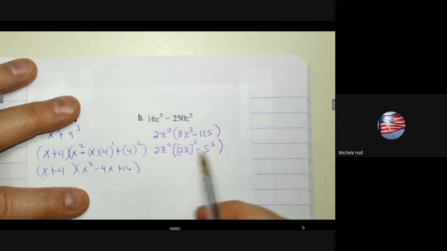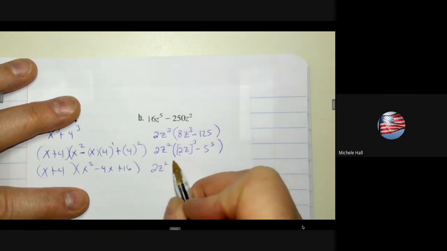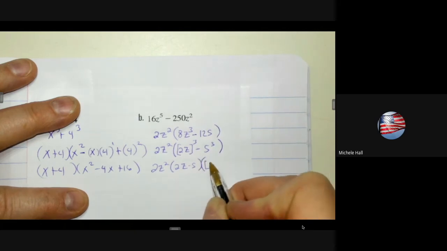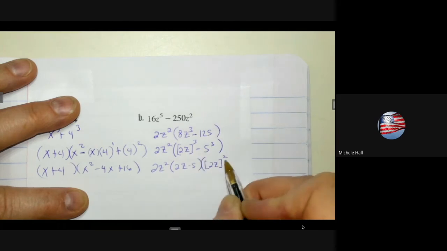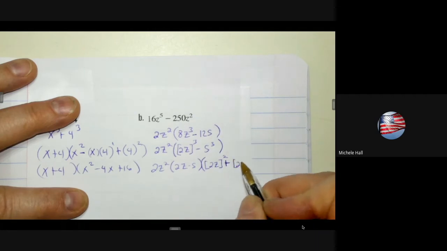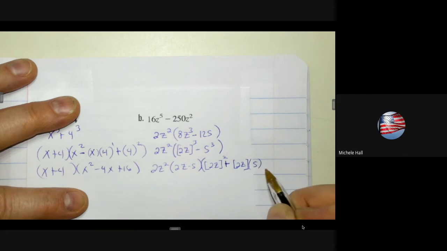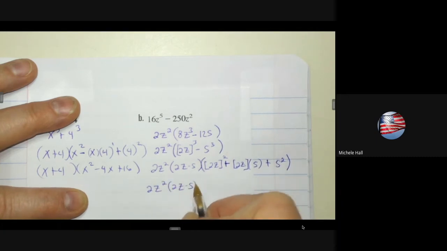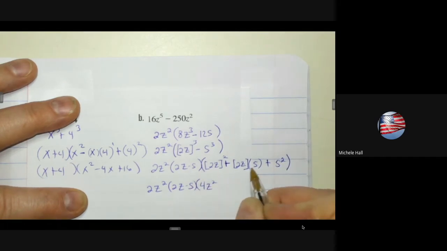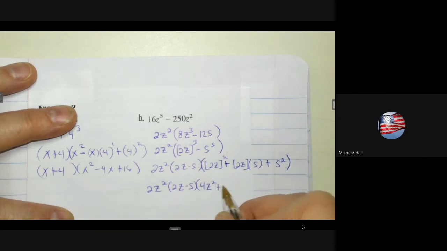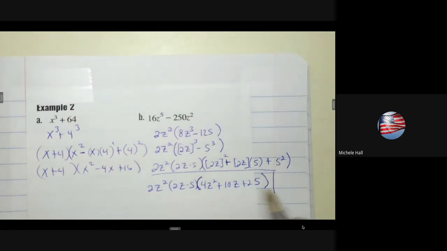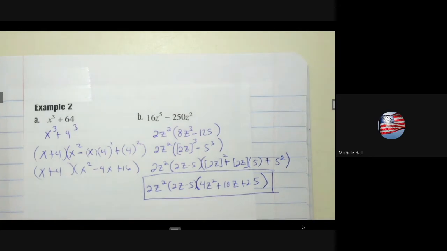All right, now I see my difference of cubes. 2z squared times, I take exactly what I see, 2z minus 5. And now I have two of the 2z's. It's a minus, so it's all plus. And we also have one more of the 2z. And we're going to multiply by the second term, 5, plus 5 squared. Simplifying where we can. 2z squared is 4z squared, and then 5 times 2z is 10z, and then plus 25. Final answer. Again, you should check your quadratic to make sure it's fully factored, and here it is.